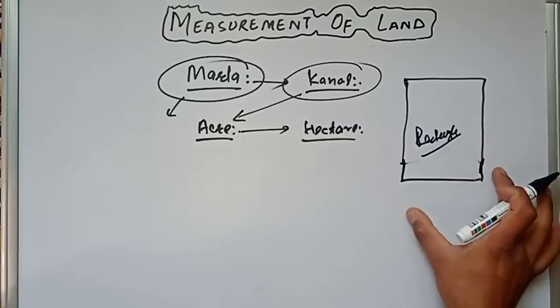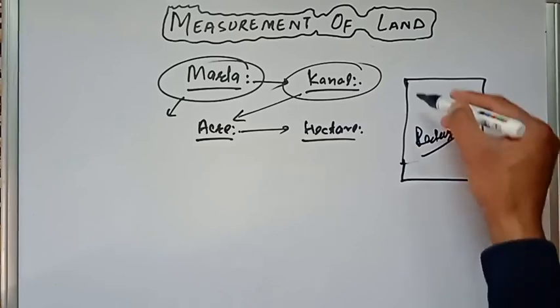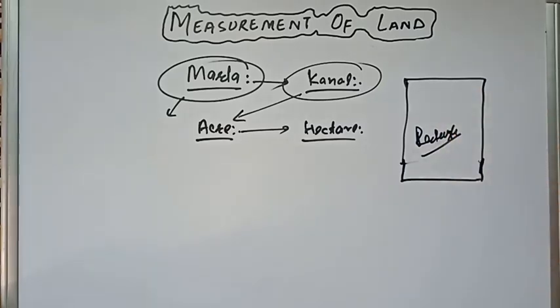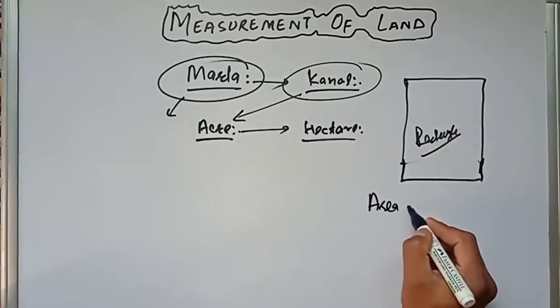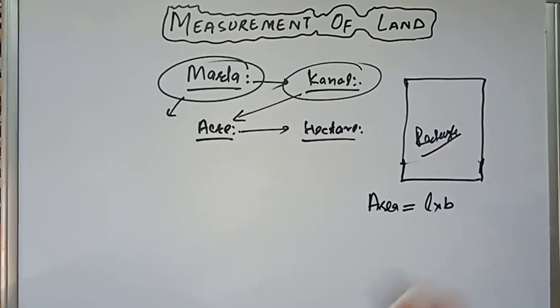Suppose that you have a plot of land and you need to measure it. You want to find how many canals of land you have, or how many marla of land, how many acres of land you have. First of all, you need to understand the measurement. You need to understand the types of the figures, or we can say types of special polygons to which we can use the formula. Suppose that this is a rectangle, and we know the area of a rectangle is equal to length into breadth.